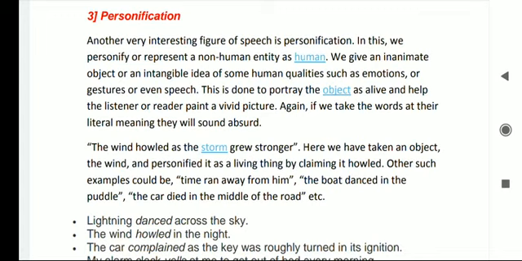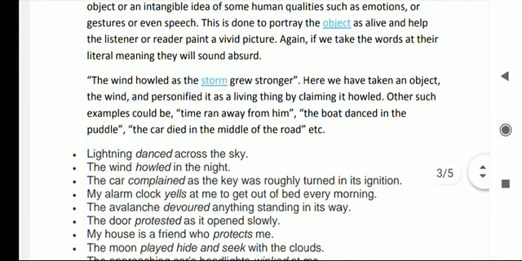The boat danced in the puddle. The car died in the middle of the road. Now another example is: lightning danced across the sky.